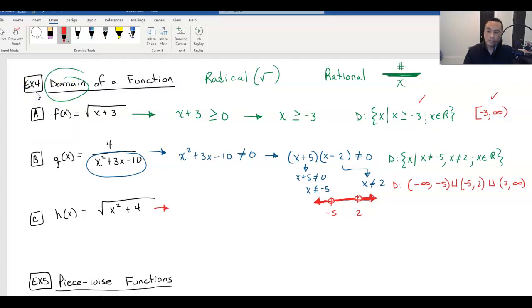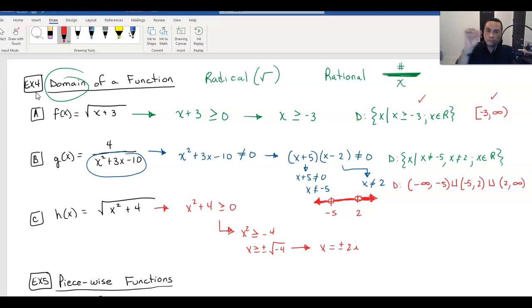If you recall from example 4a, whatever's inside the radical cannot be negative. It has to be greater than or equal to 0. You move the 4 to the other side. Take the square root, plus and minus the square root of -4. That is an imaginary number. In Algebra 2, you would simplify that as x equals plus or minus 2i.